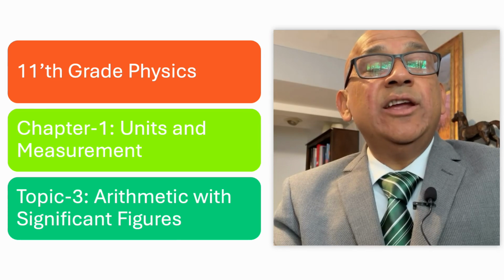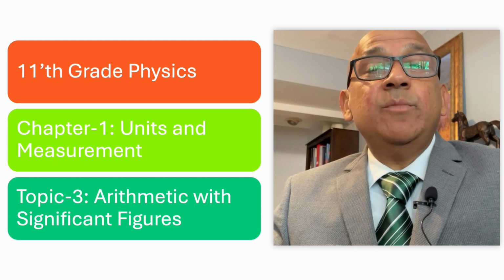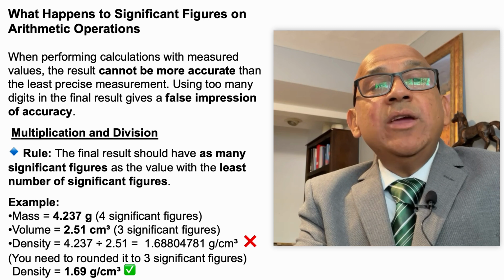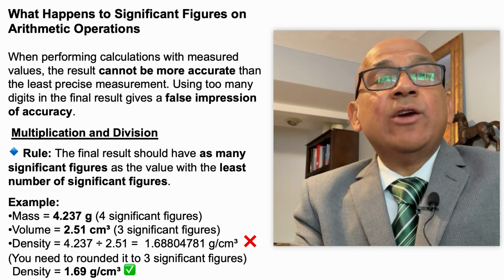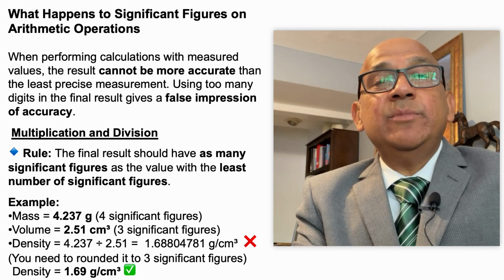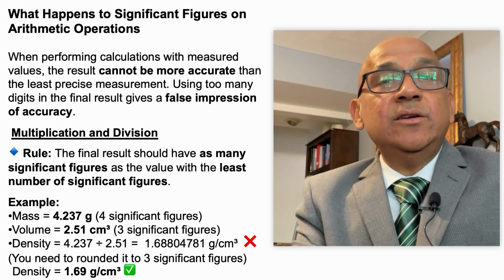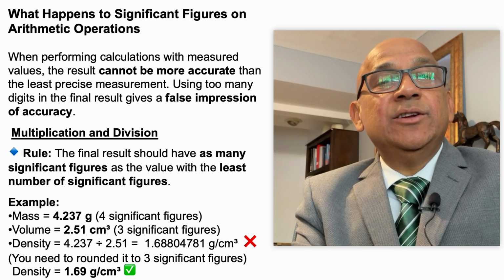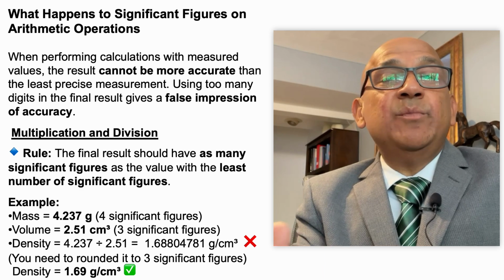Okay, so now we will look into what happens to significant figures when we perform certain arithmetic operations. When performing calculations with measured values, the result cannot be more accurate than the least precise measurement. So, this is the rule of thumb. Using too many digits in final results can give a false impression of accuracy.